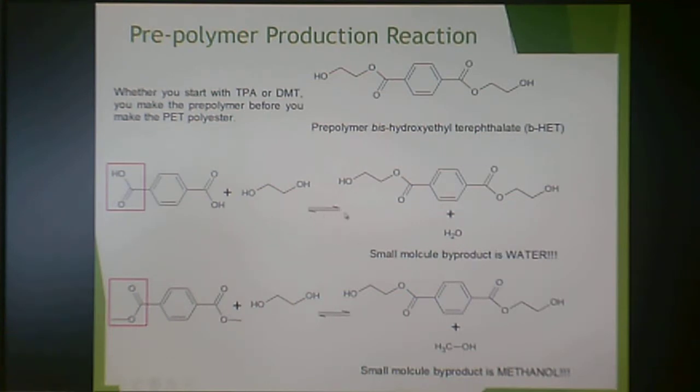Now, in chemical reactions, usually you see just one arrow, but here you see two. What this means is you either have to push the reaction or you have to pull the reaction, because this reaction can go back and forth. The way this is usually done is you pull the reaction. In other words, you remove the small molecule byproduct, usually by vacuum or distillation, so that you take the reactants and push them as far as you can to product, so they don't back react to the starting materials. So in this case, once again, TPA reacts with ethylene glycol to form your prepolymer.